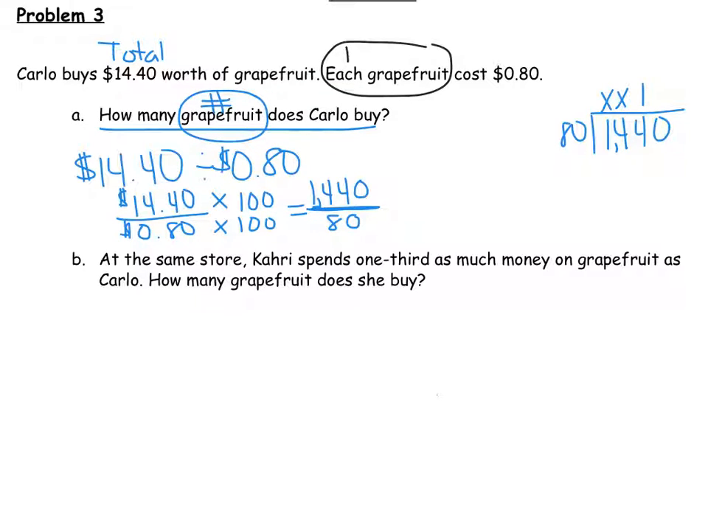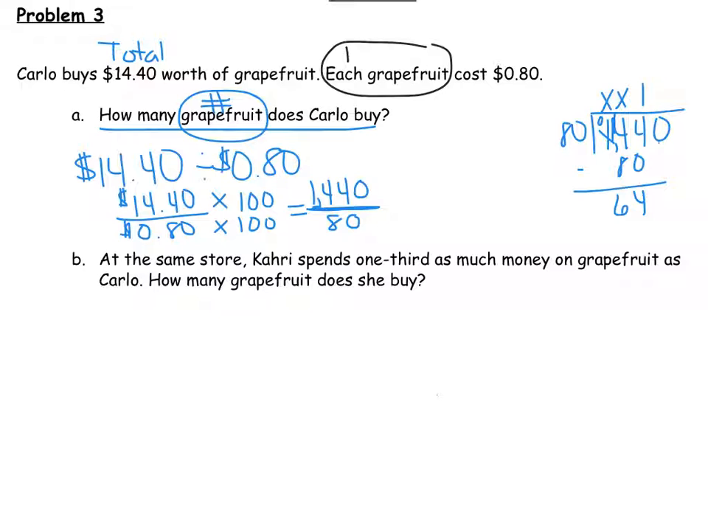144 divisible by 8 is 1. 1 times 8 is 8. 4 minus 0 is 4. 4 minus 8 I can't do, so I'm going to borrow. And that 1 becomes a 0. Now it's 14 minus 8, which is 6.